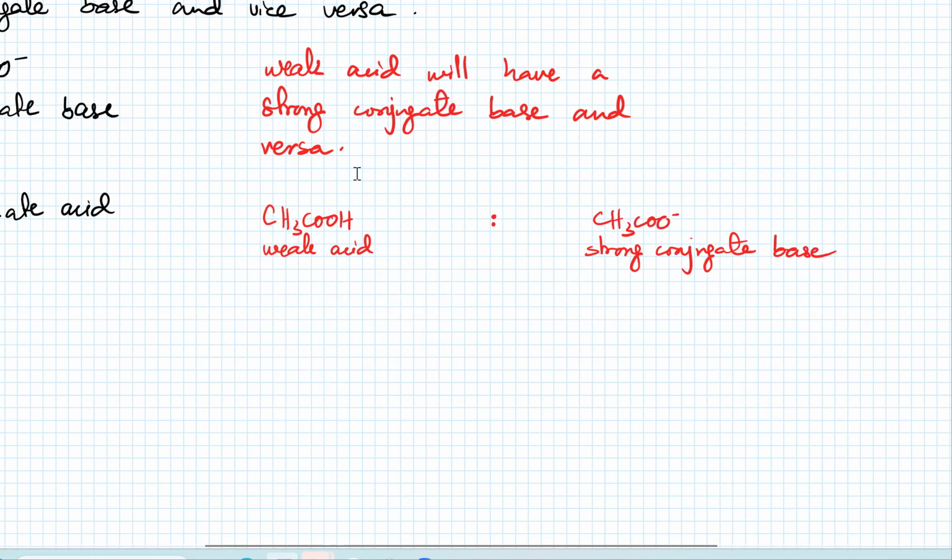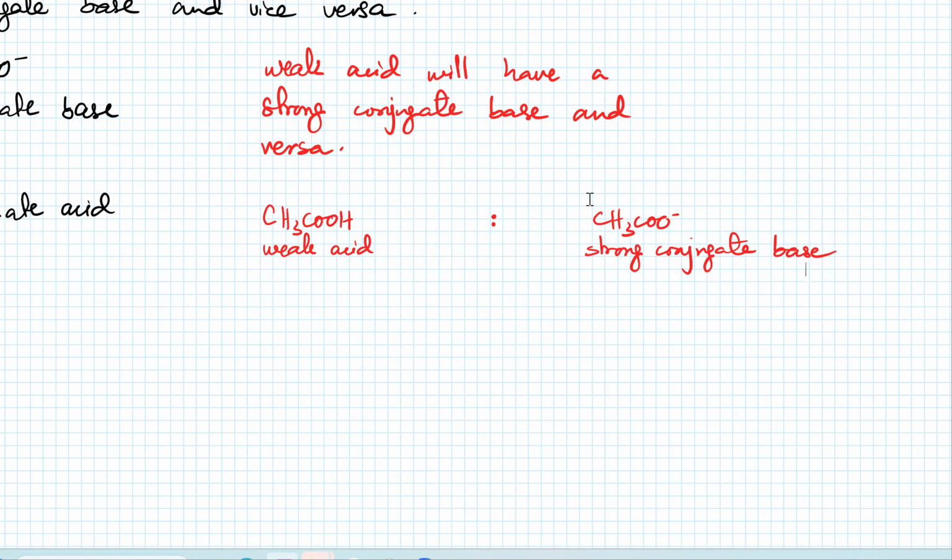The way it makes sense is, look at ethanoic acid. If it's a weak acid, that means it doesn't like to lose H+ ions, right? Is that clear? Yep, that's clear. So that means if it loses H+ ions, then it will quickly gain those H+ ions back again. It doesn't like to lose H+ ions. So that means the base would be very, very strong. Is that clear? Yep.